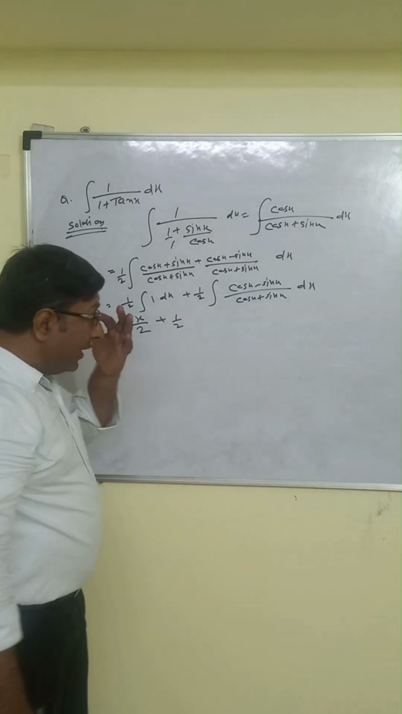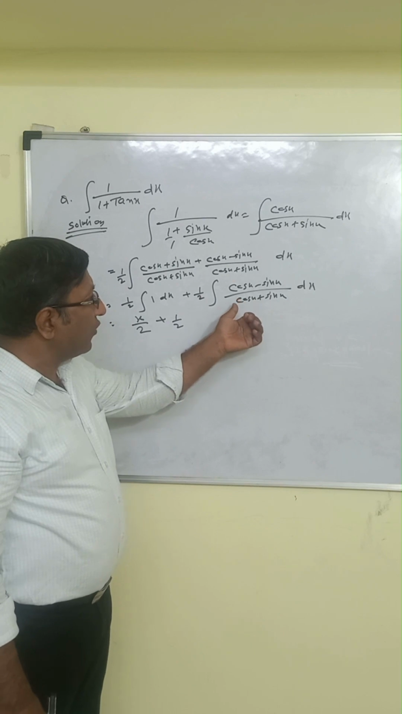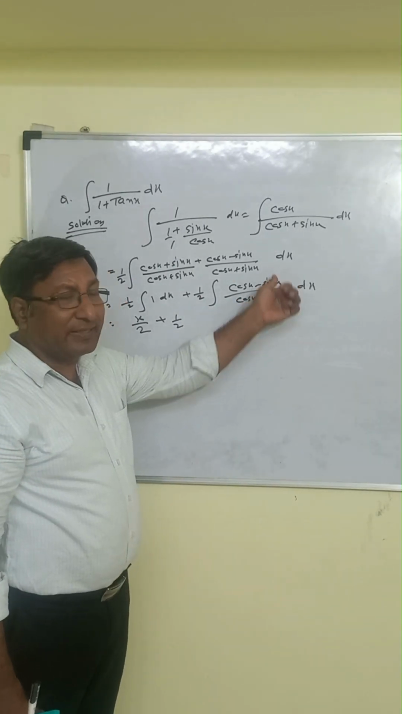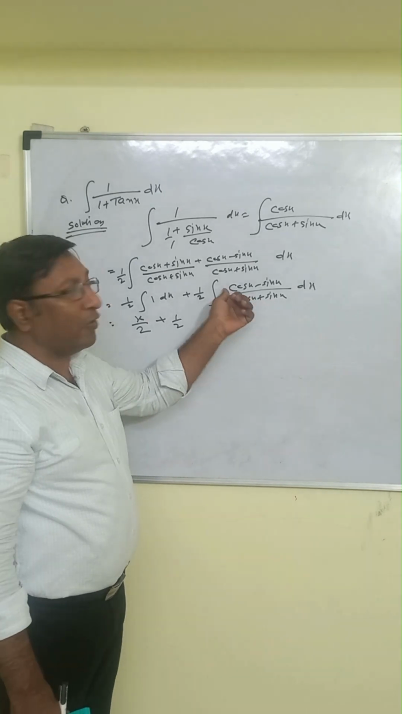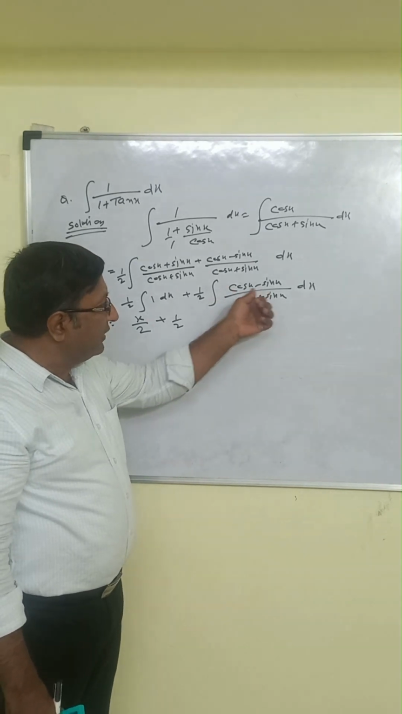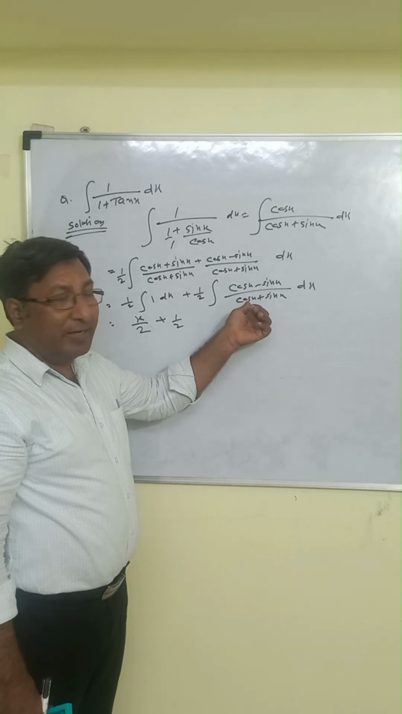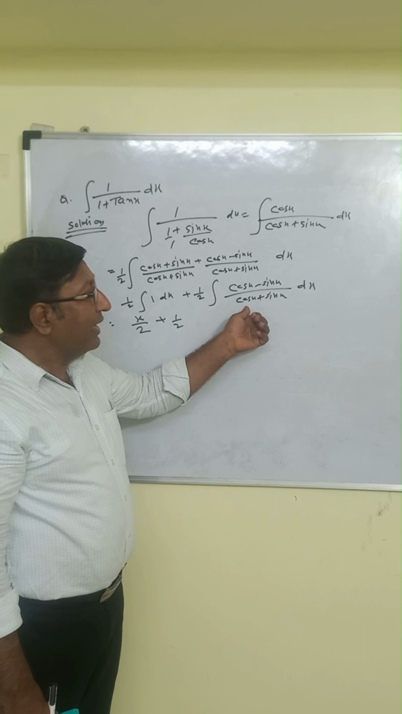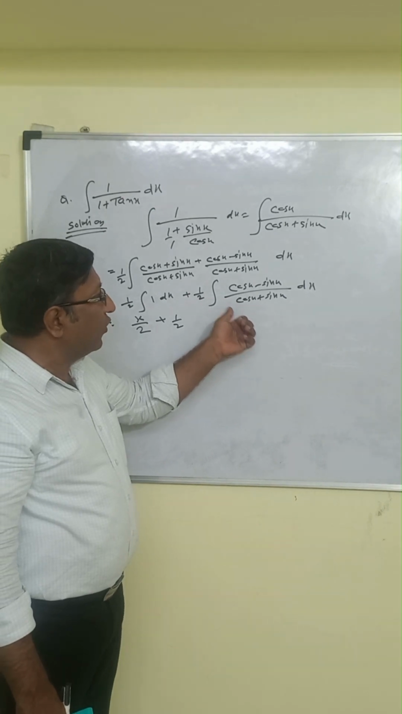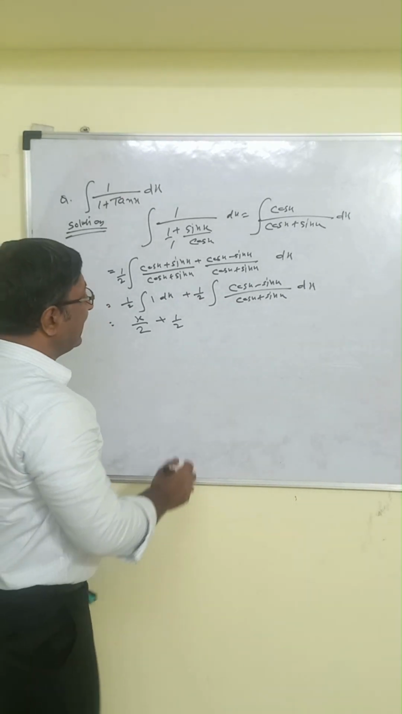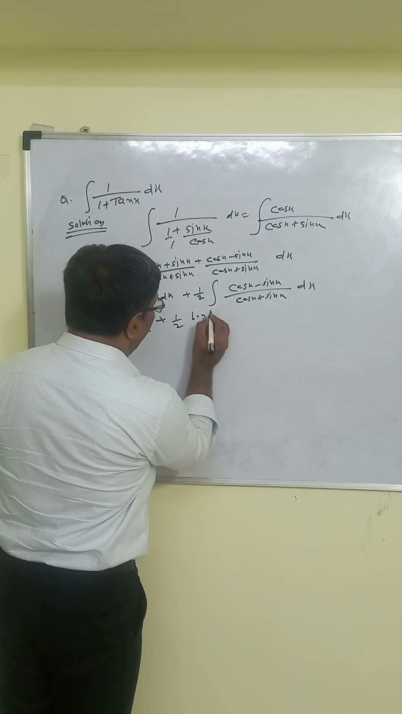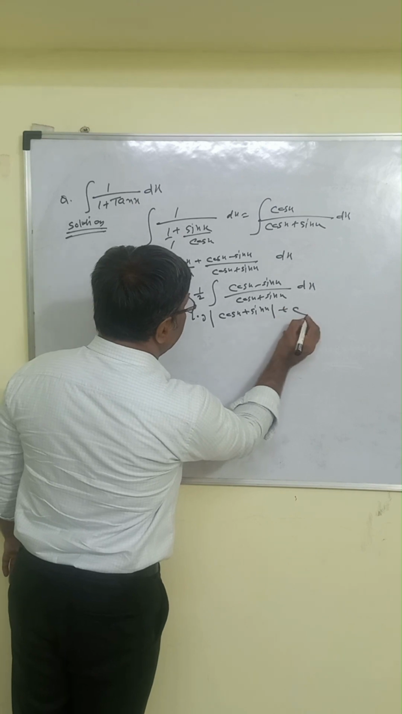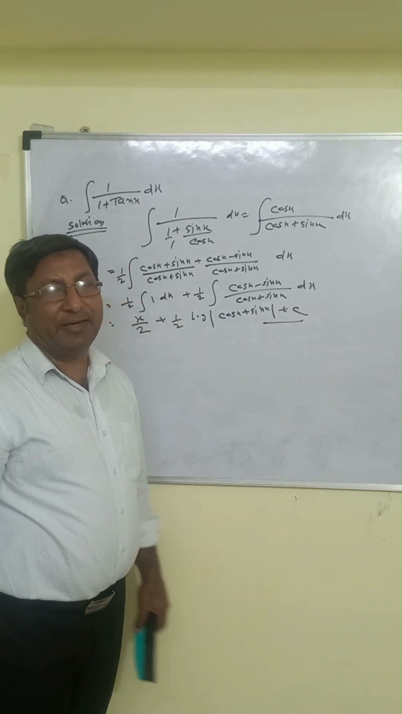You know the derivative of the denominator, cos x plus sin x, is what? The derivative of cos x is minus sin x, and the derivative of sin x is cos x. So when the derivative of the denominator is equal to the numerator, you can directly apply the technique, that is, the integration is the log of the denominator. So the direct answer is half log of cos x plus sin x plus c. So this is our correct answer.